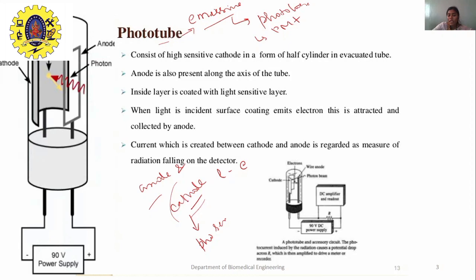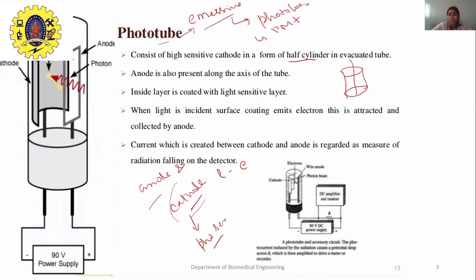Here it contains both cathode and anode. The cathode material is coated with photosensitive material, so this cathode acts as the photosensitive element. The anode is placed parallel to the cathode. See this diagram, this is arc shaped. Here it is given as a half cylinder shape. You know the cylinder shape will be like this, right? If you cut it, you will get an arc shape. That is the shape of the cathode, in the form of a half cylinder.